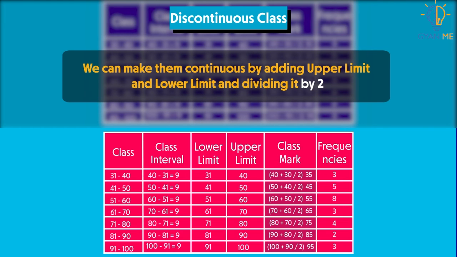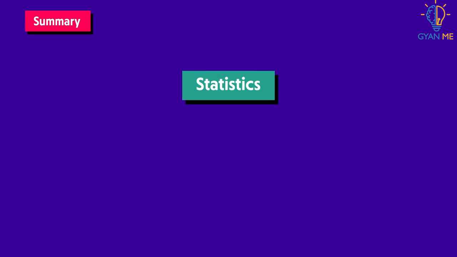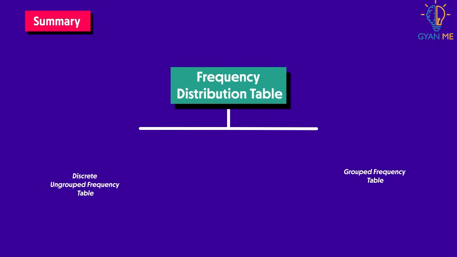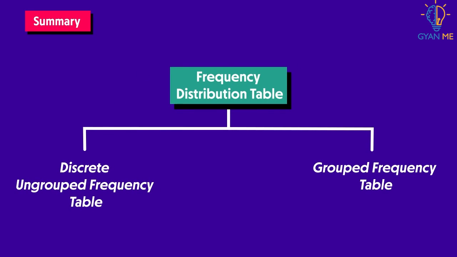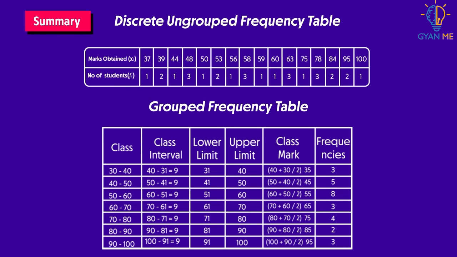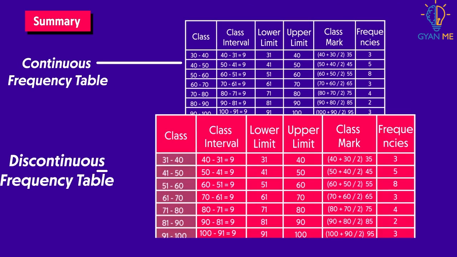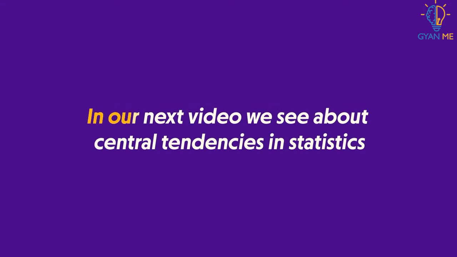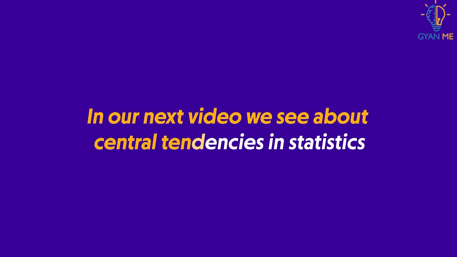So students, we have learned about various terms used in statistics like data, variable, frequency, etc. We also learnt about frequency distribution table and its types. They are mainly two types: discrete or ungrouped frequency table and grouped frequency table. For grouped frequency table, it can be continuous frequency table or discontinuous frequency table. In our next video, we will see about central tendencies in statistics.